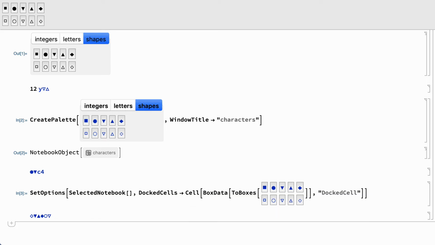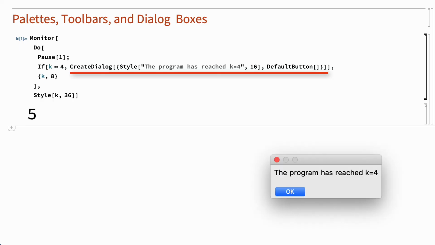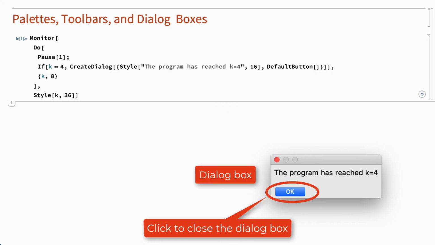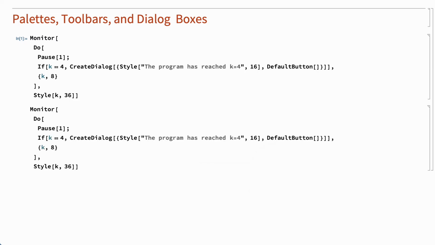Another common place to put controls is in a separate window called a dialog box. For example, this program uses the CreateDialog function to put up a dialog box while the program is running. The only control in this dialog box is a button labeled OK that can be clicked to close the dialog box. Another function for creating dialog boxes is DialogInput. Here's that same program but with CreateDialog replaced by DialogInput.